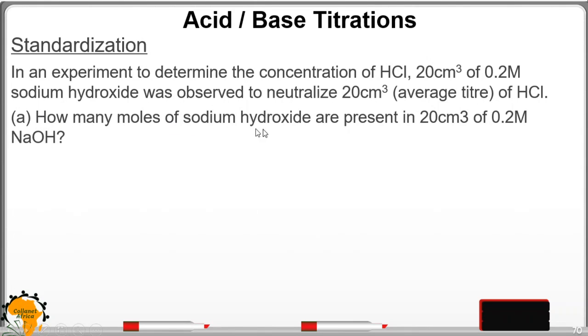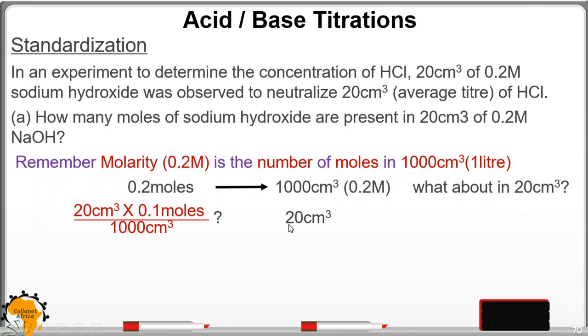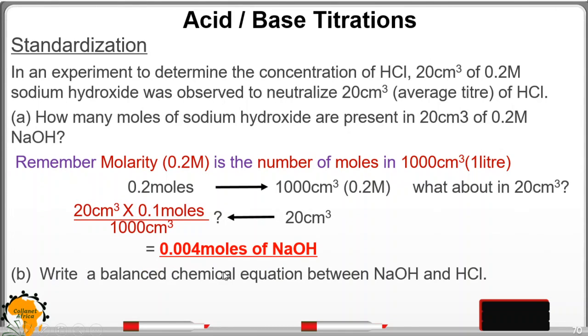A. How many moles of sodium hydroxide were present in 20 centimeters cubed of 0.2 molarity of sodium hydroxide? So we know 0.2 stands for 0.2 moles in 1,000. So what about in 20? 20 times 0.2 divided by 1,000. The centimeters cubed cancel with the centimeters cubed. You are left with the moles, and the number of moles of sodium hydroxide will be 0.004 moles.